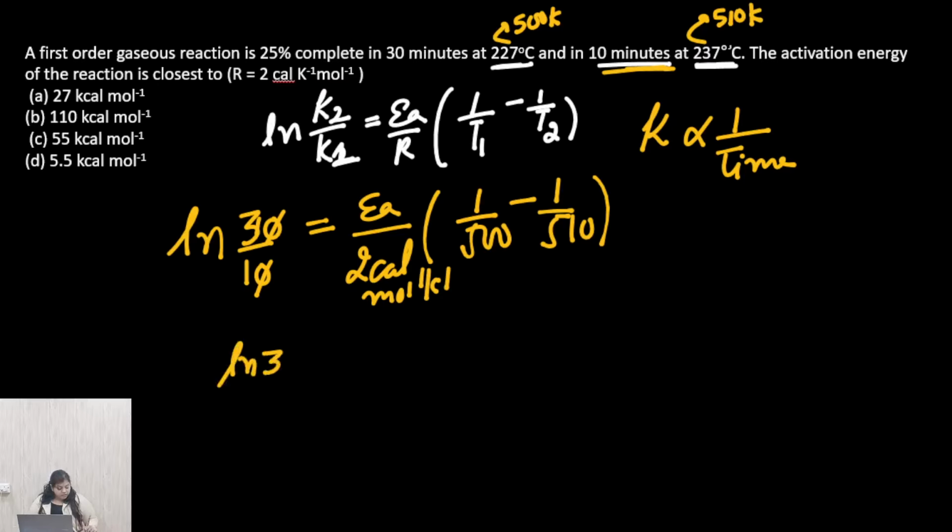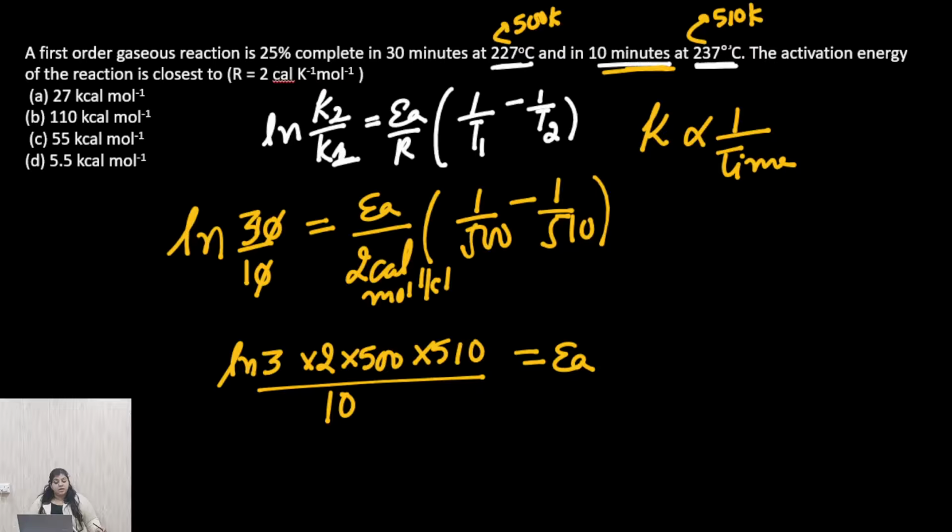Natural log of 3 into 2 into 500 into 510 upon the difference, which is 10. This is equal to your activation energy. Okay, so just solve this, with the 0, 1, 0 getting cancelled out. Activation energy, approximately you will be getting it as 55 kilocalories, 56 around something, the value you will be getting.